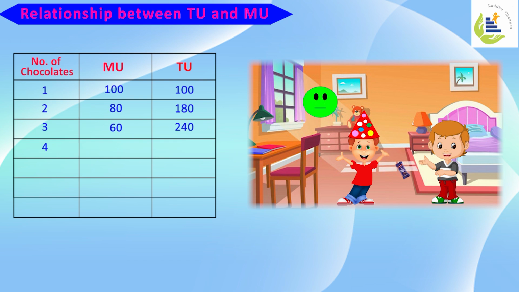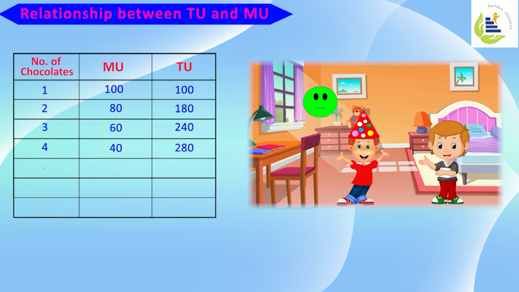With the fourth unit, it just added 40 additional marginal utility as the satisfaction was already high. So the intensity was less for consumption, and that's where the added utility was less. So only with the fourth chocolate, only 40 units of marginal utility has been added, and the total utility became 100 plus 80 plus 60 plus 40. It became what?